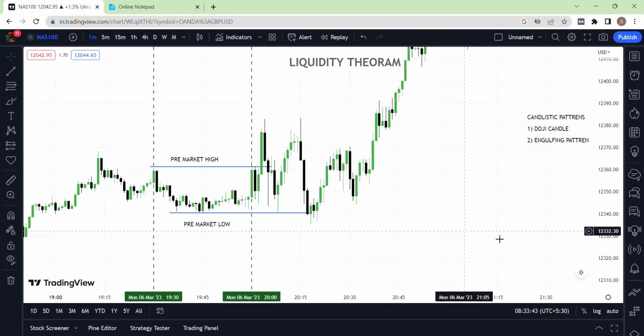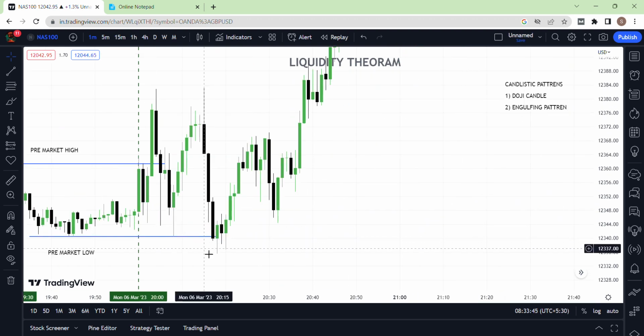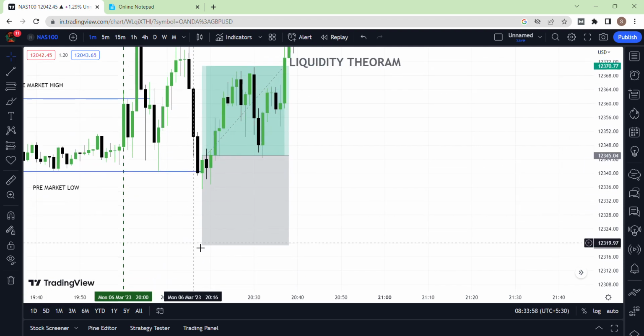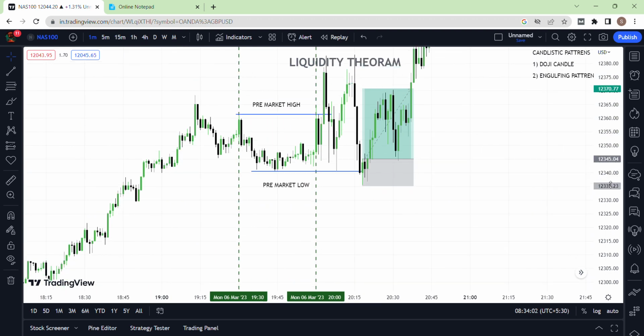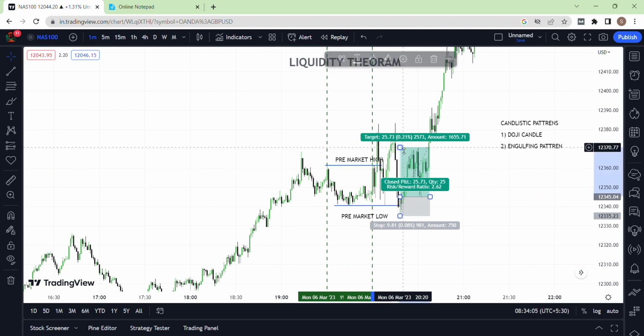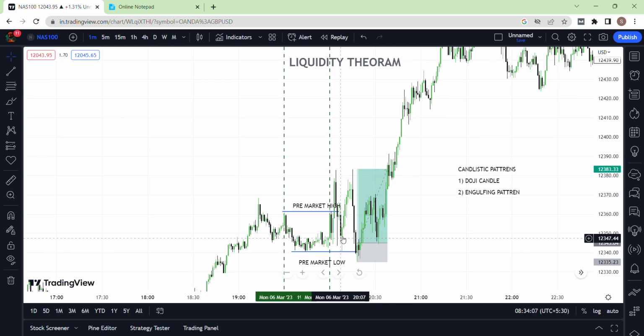See, but here, after taking the pre-market low again, can you see this engulfing pattern? This doji got engulfed, right? So here is our entry. Here is our long position. Market execute. Stop loss just below here. Target the highs. Here equal highs liquidity is there, right? This is equal highs. Target the equal highs.